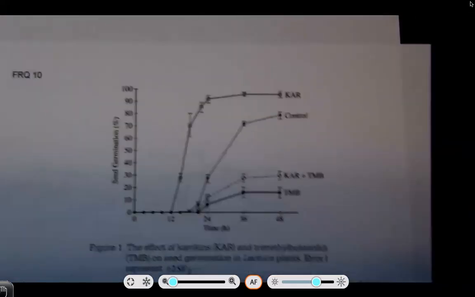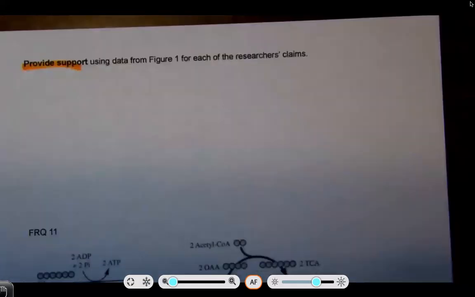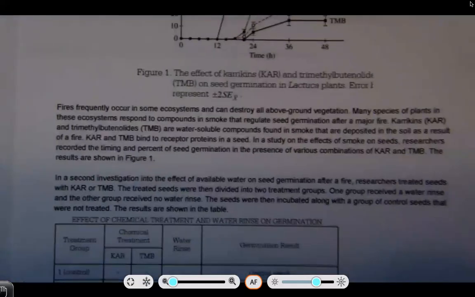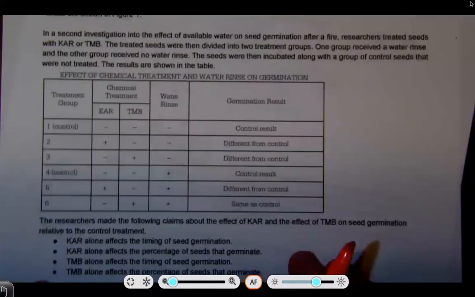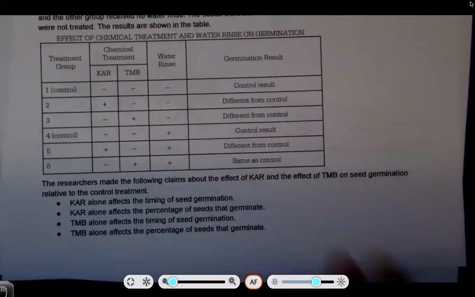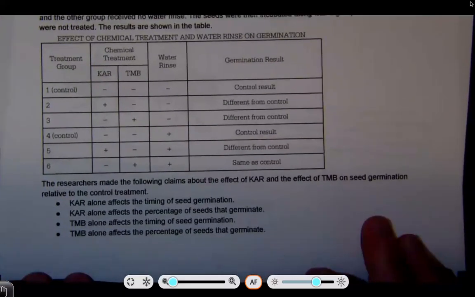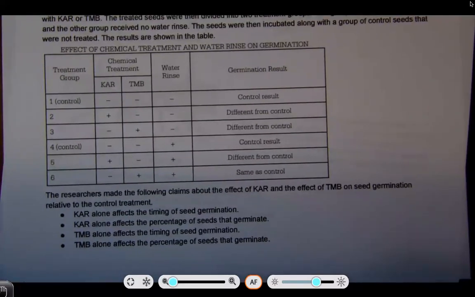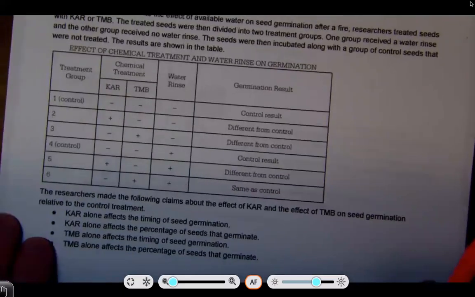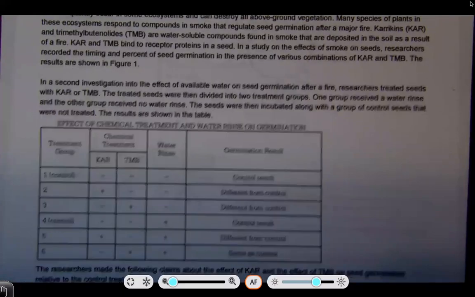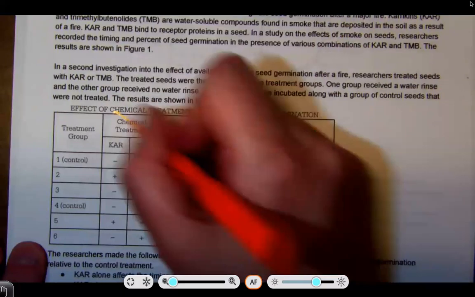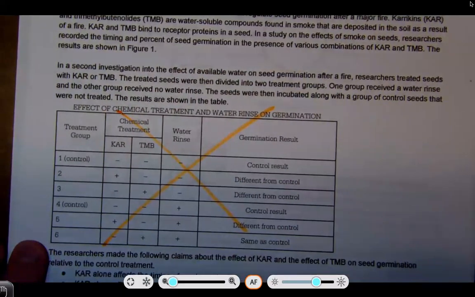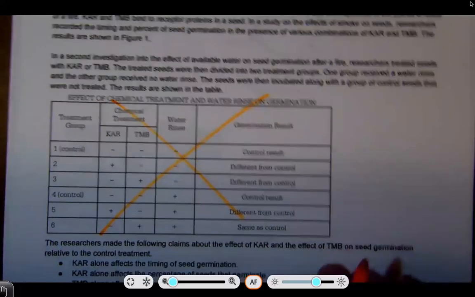It says provide support using data from figure 1 for each of the researchers' claims. And so we want to provide support for the 4 claims that are down here at the bottom. The researchers made the following claims about the effect of KAR and the effect of TMB on seed germination relative to the control treatment. And you'll notice there's no mention of water. Water is actually the second part of the experiment, and we don't need that information at all, at least not for this part of the question.